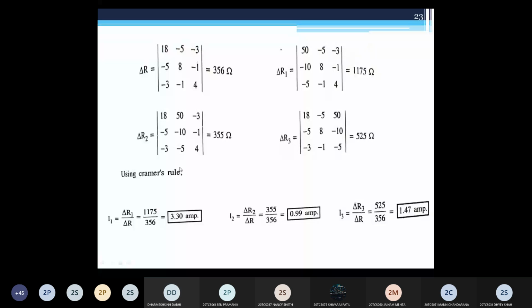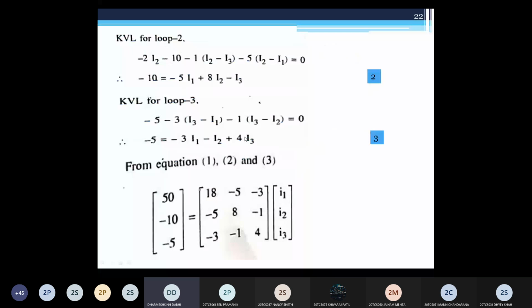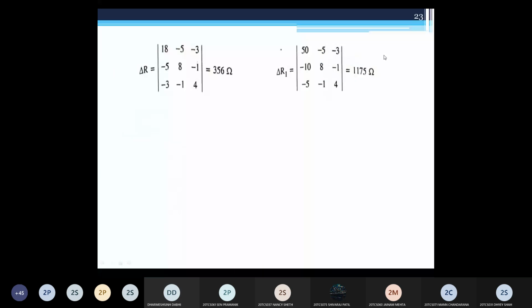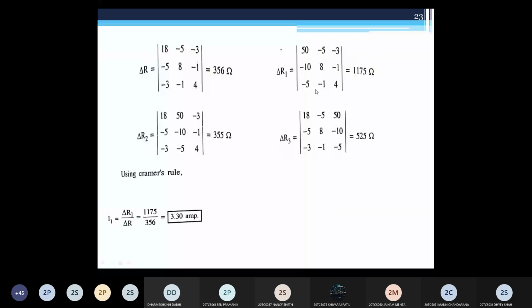We saw this in the last lecture. So by using Cramer's rule, it is easy to find out the mesh current. The voltage source column, if you replace the first column in this resistance matrix with it, you get this delta R1, and the equation is I1 is equal to delta R1 divided by delta R. So find out the determinant of delta R1 and divide by the determinant of delta R, so you get the answer I1 directly. Otherwise you need to solve all these three equations simultaneously, and it is a very tedious method.